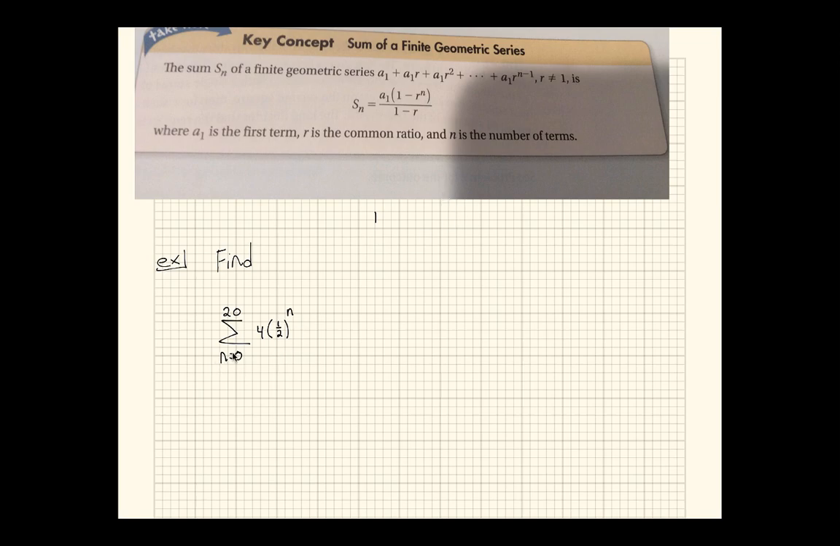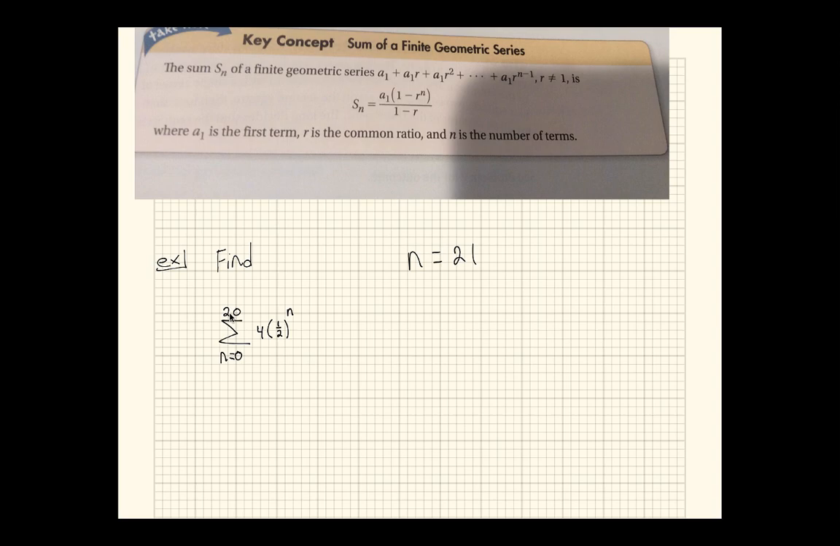Find the sum from when n is 0 to n is 20 of 4 times 1/2 to the nth power. This is my rule for finding the terms. Things we need to find are the first term, the common ratio, and the number of terms. Let's first find n, the number of terms, because that might be a little tricky. We might be tempted to think that there are 20 terms, but there's technically not 20 terms. From 1 to 20, there's 20 terms, but from 0 to 20, there's 21 terms. So n is 21.